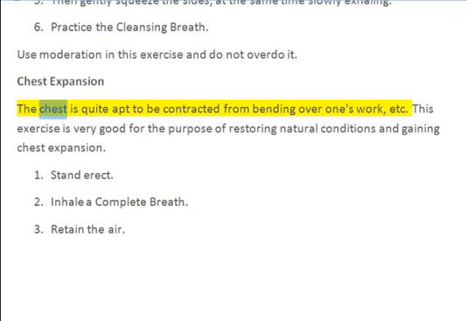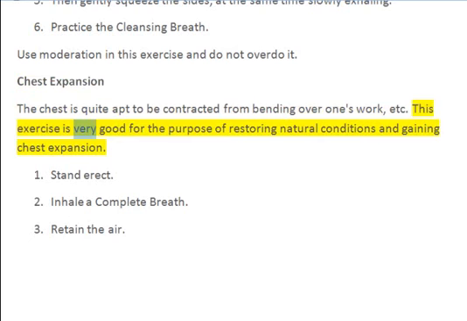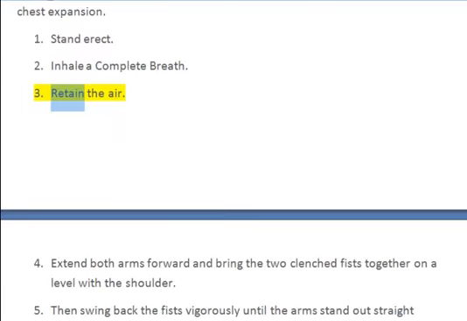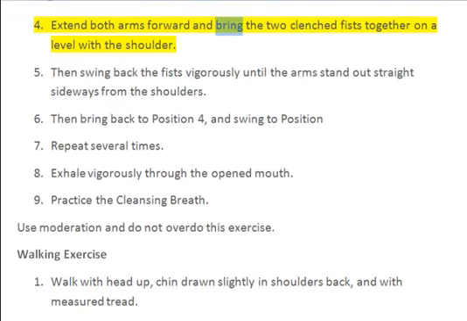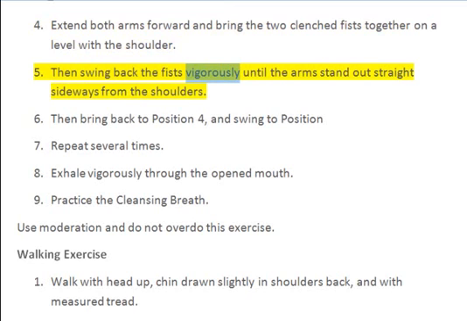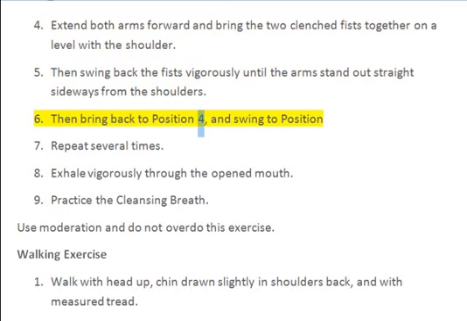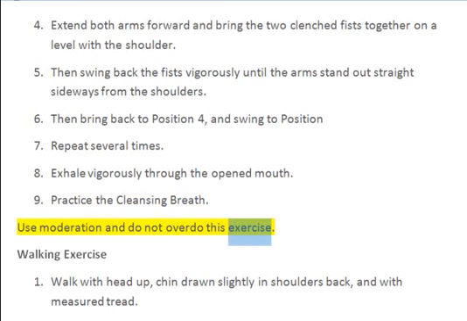Chest expansion. The chest is quite apt to be contracted from bending over one's work, etc. This exercise is very good for the purpose of restoring natural conditions and gaining chest expansion. Stand erect. Inhale a complete breath. Retain the air. Extend both arms forward and bring the two clenched fists together on a level with the shoulder. Then swing back the fists vigorously until the arms stand out straight sideways from the shoulders. Then bring back to position 4, and swing to position. Repeat several times. Exhale vigorously through the opened mouth. Practice the cleansing breath. Use moderation and do not overdo this exercise.